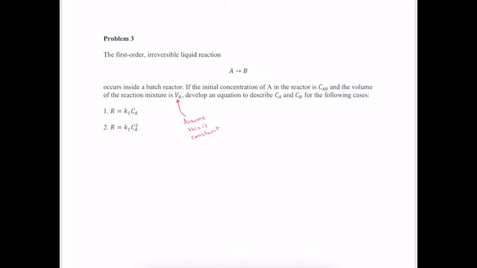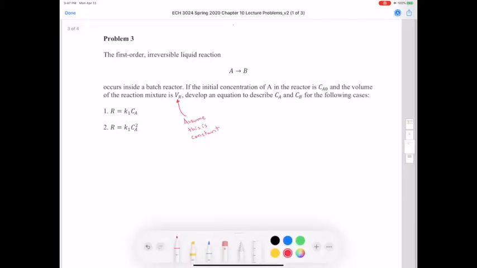Inside our reactor, initially we have a concentration of A that is Ca naught, and the volume of the reactor is V sub r. I wrote here as a note that we're going to assume V sub r is constant. That's because we're dealing with a liquid reaction, so we're going to make the assumption that everything is incompressible.